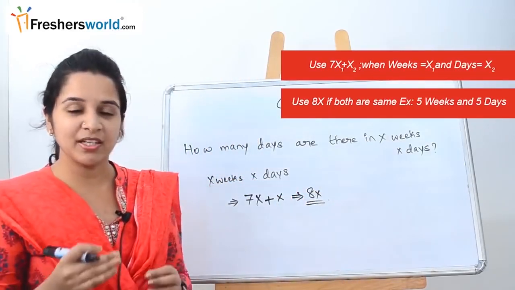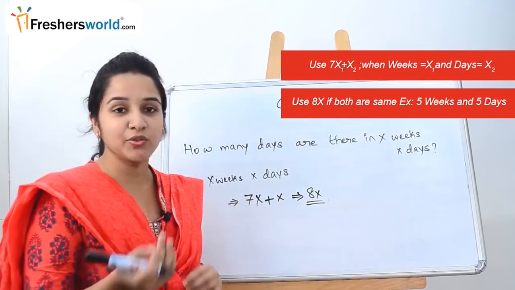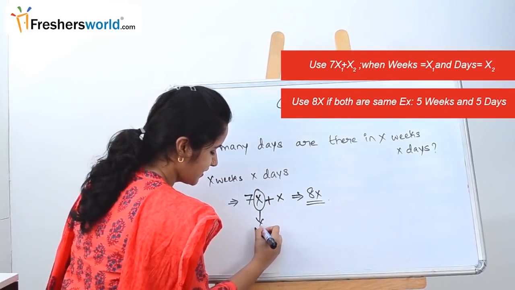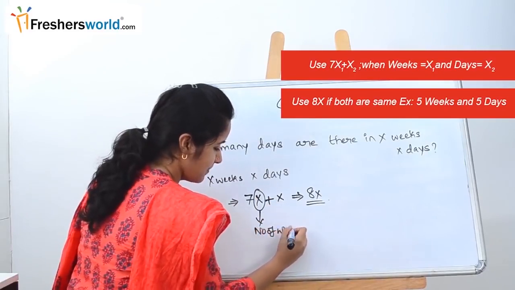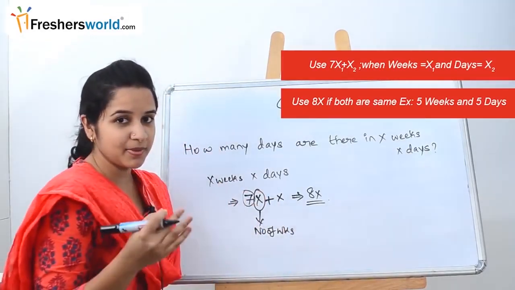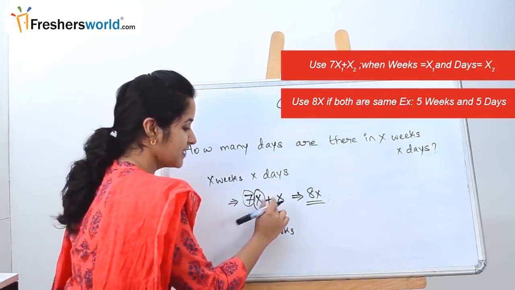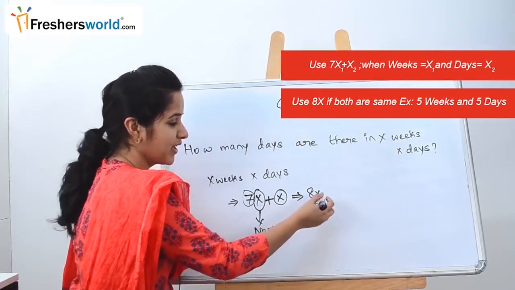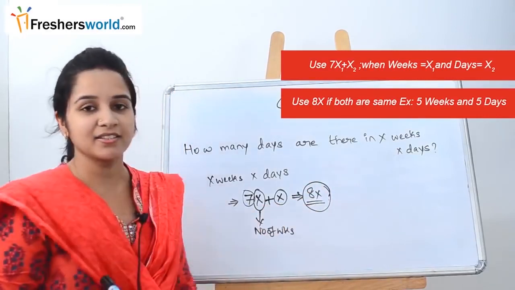Sometimes they might give you a value for this X, which you need to substitute and find the answer. This shows the number of weeks given in the question multiplied by 7, the number of days in a week, plus the number of extra days given in the question. Once you add it, you will get the final value, and that is the answer for this question.